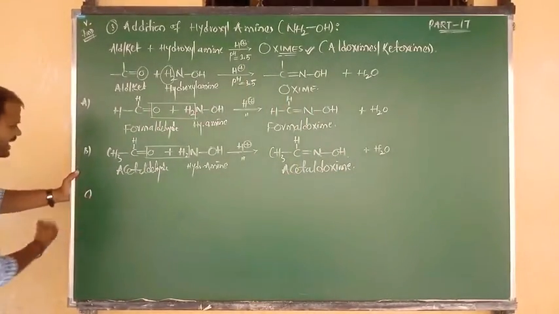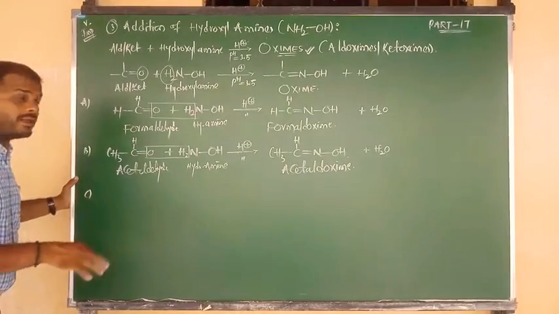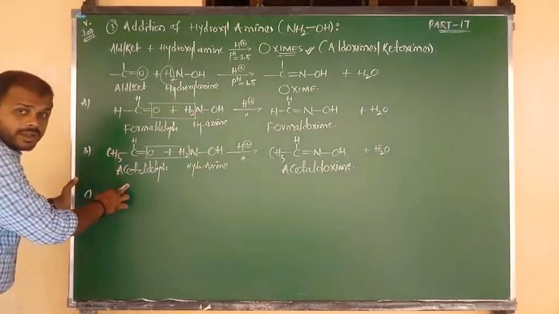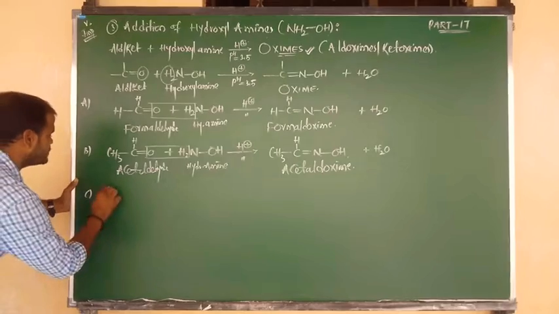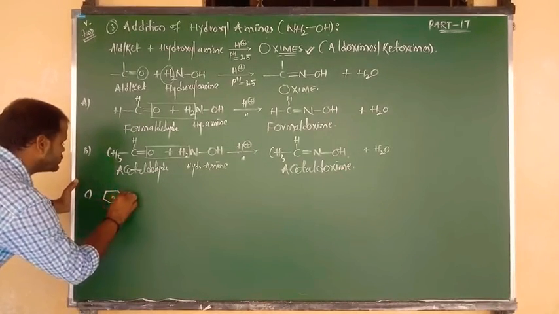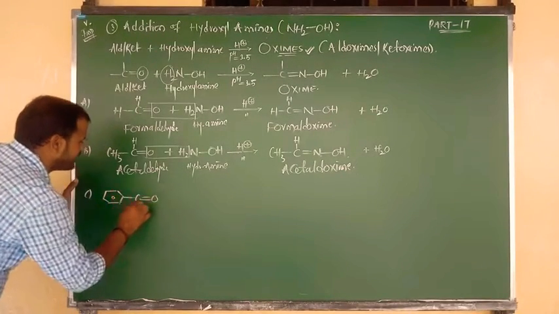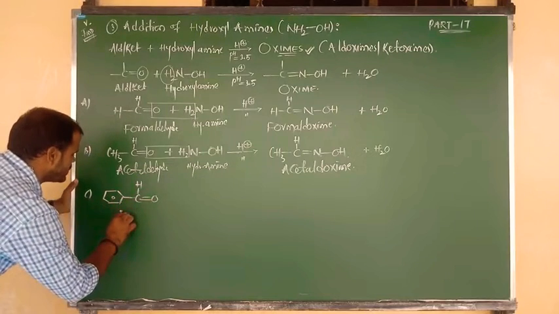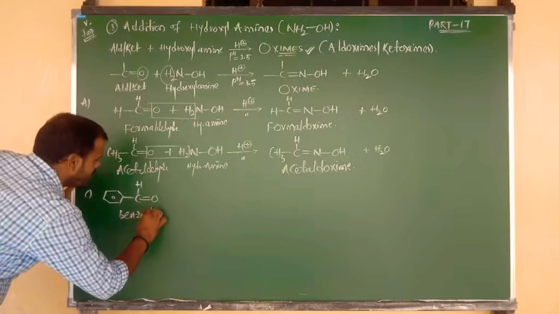Good. Next one, I am going to take another aldehyde, an aromatic aldehyde, I mean benzaldehyde. We have to say benzene bonded to C double bond O, connected to H. What is the name of this compound, beta? Benzaldehyde.